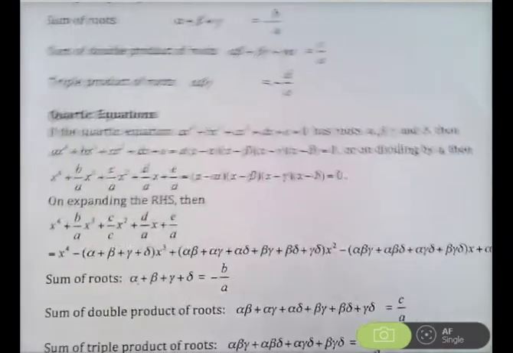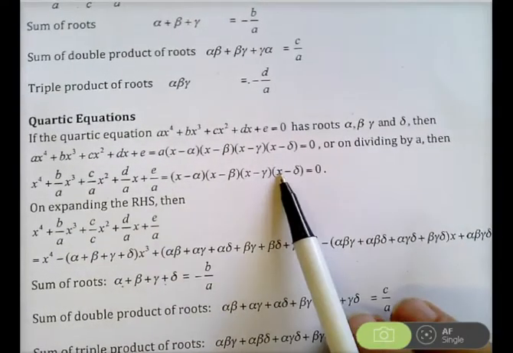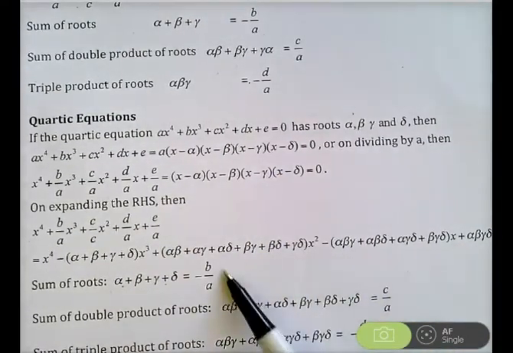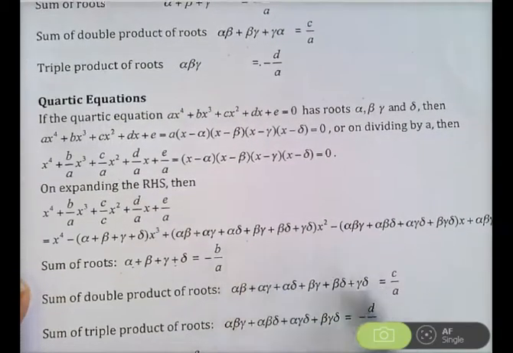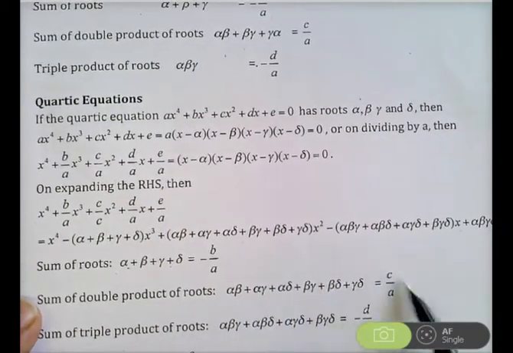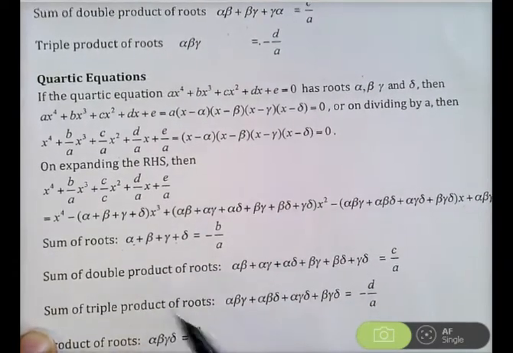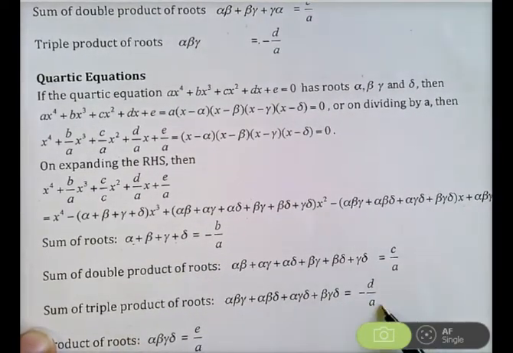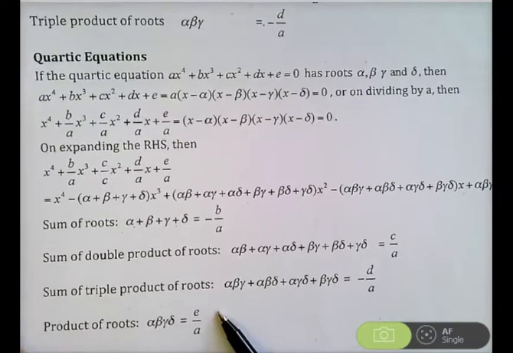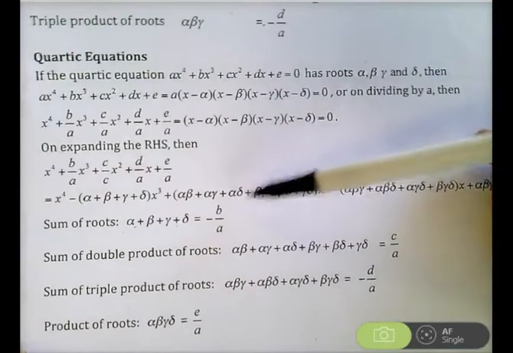And for the quartic, exactly the same thing, okay? Sum of roots one at a time, minus b on a. Sum of roots two at a time is c on a. Sum of roots three at a time, or sum of triple product of roots, whatever you want to call it, is minus d on a. Product of roots, or four at a time, is e on a. And you always start with minus b on a.